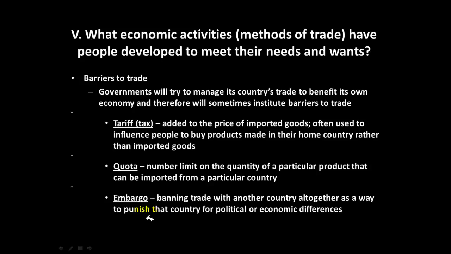Now, an embargo. An embargo means that you ban trade with another country altogether, as a way to punish that country for political or economic differences. This is something that you'll study a lot next year when we get to world history. You'll discuss different embargoes, and these are done for political reasons, not economic reasons, most of the time. 90% of the time, embargoes are for political reasons.